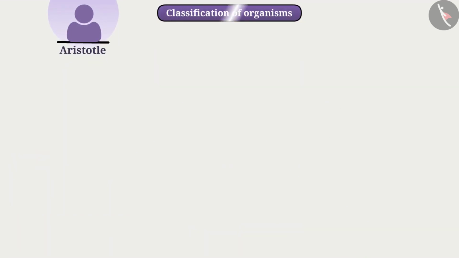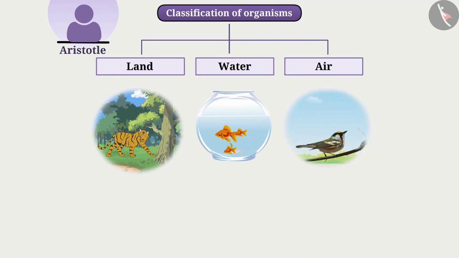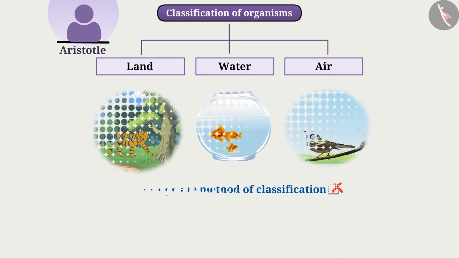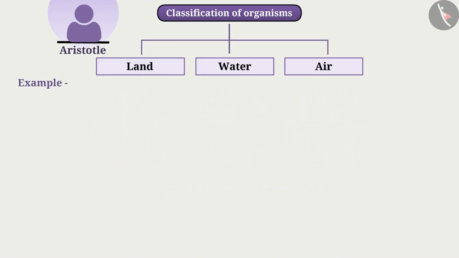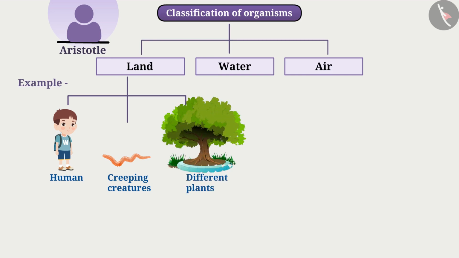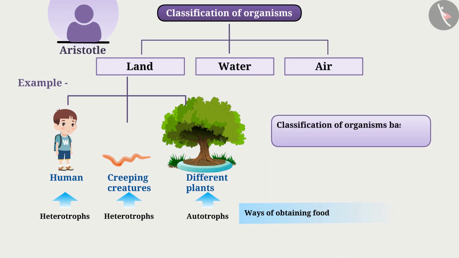Aristotle classified organisms based on their habitat as land, water, air, etc. But this is not an appropriate method of classification. For example, various organisms like humans, creeping creatures, different plants, etc. live on land, but there are quite a few variations except the place of living. Therefore, classification of organisms based on habitat can be misleading.